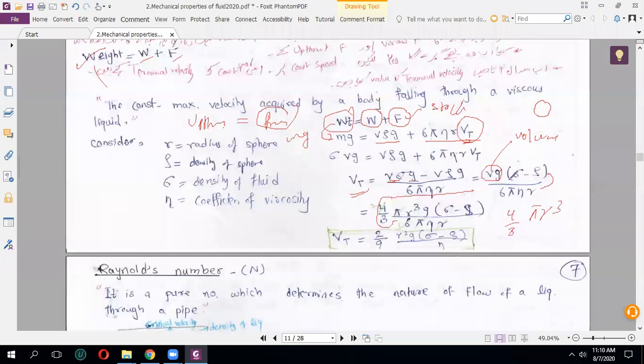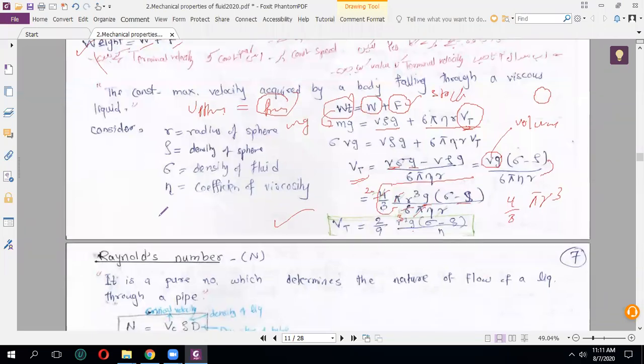Okay, students, and the remaining part, the 3, is as it is. Now we know that 4 upon 6 is 2 upon 3, and 3 into 3 is 9. So we get 2 upon 9 r square g. Now this pi and this pi cancel. So Vt is equal to 2 r square g (sigma minus rho) upon 9 eta. This is the terminal velocity formula. With the help of this formula, we can easily calculate the terminal velocity of any type of body.